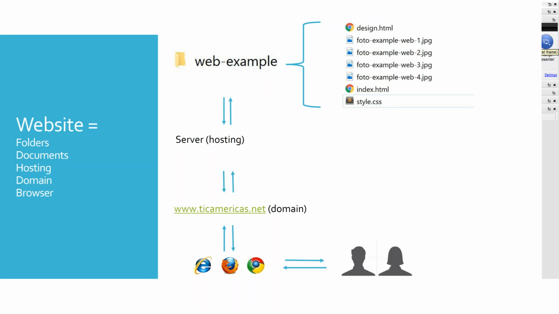For example, we are going to display these pictures, example 1, 2, 3, and 4, and we're going to make the pictures and the content look nicer with that file, style.css. And I have an example to make this easier for you. Actually, this is a folder on my computer, web example, and I'm going to show you the difference between having a folder on your computer and having one folder on your web server.